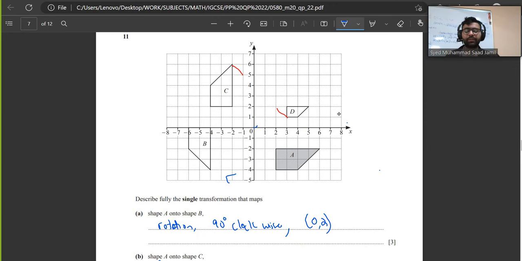The size, there's no rotation. There's just a difference in the size. So this is called enlargement. So whenever you want to find enlargements, first of all you join all the corresponding sides with one another.